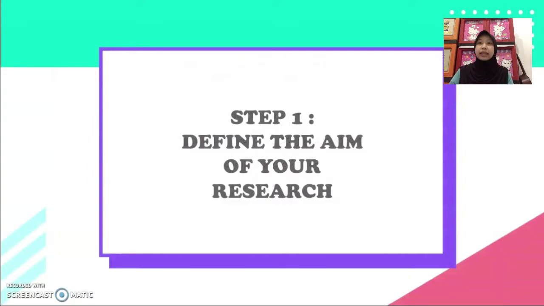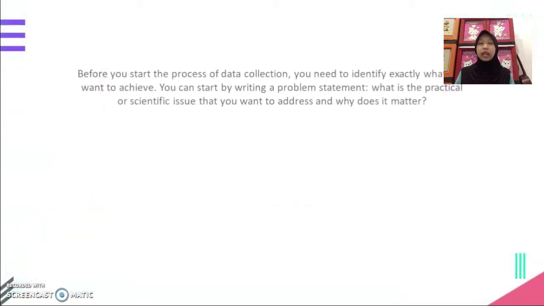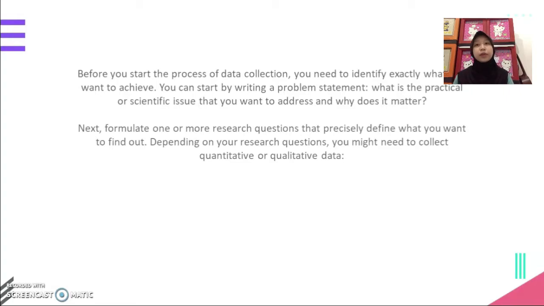Step 1. Define the aim of your research. Before you start the process of data collection, you need to identify exactly what you want to achieve. You can start by writing a problem statement. Example, what is the practical or scientific issue that you want to address and why does it matter? Next, formulate one or more research questions that precisely define what you want to find out.